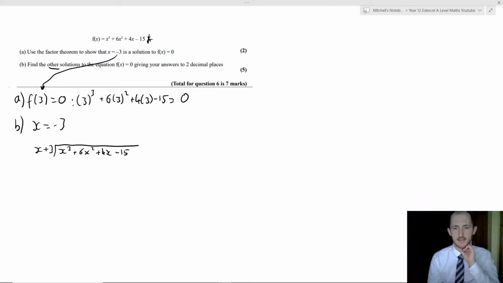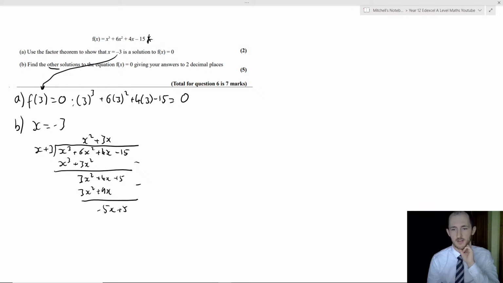X cubed divided by x gives me x squared. Times it again. I'm going to try and get through this slightly quicker. 3x squared. Subtract. 3x squared. Divide by x. And then we can put the 4x here. Again. Okay, just to see how fast we can get it done. Minus 5x, and then there'll be a plus 5 on the end.